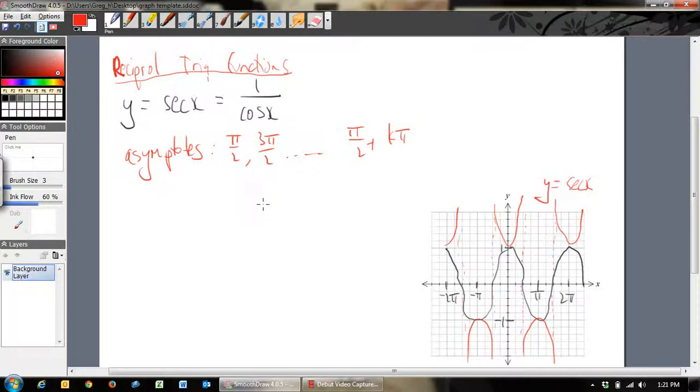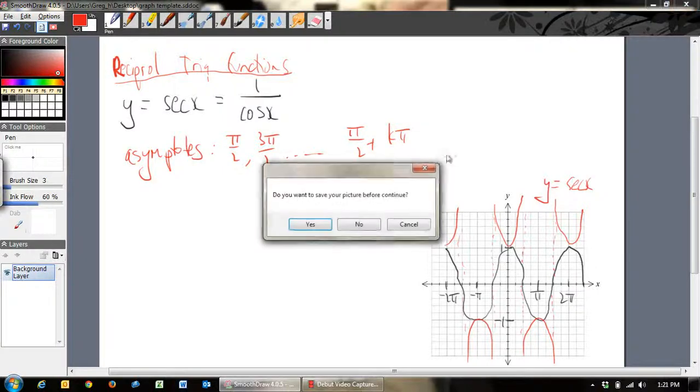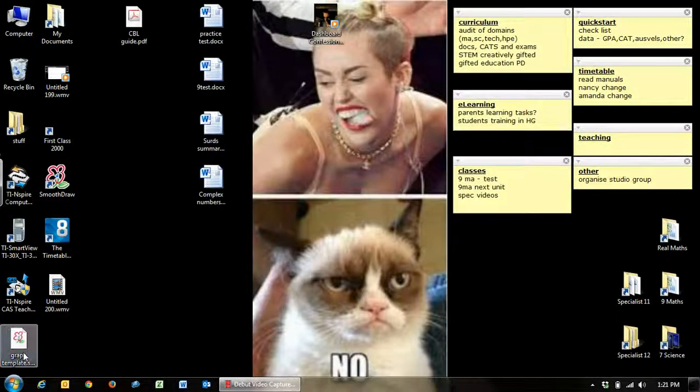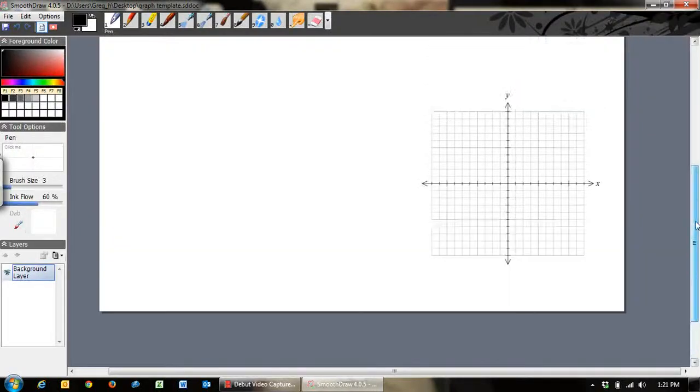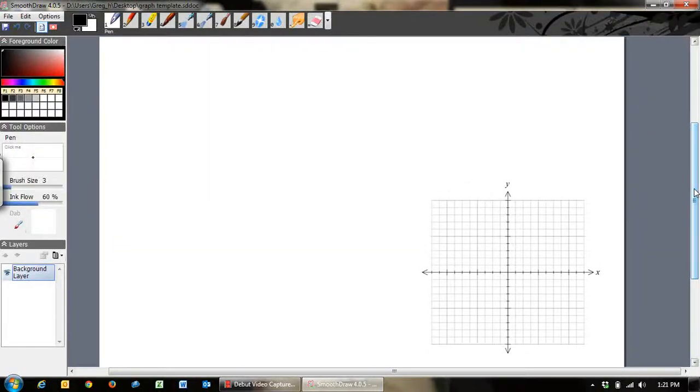Okay, so now let's have a look at y equals cosec x. I'm just going to close this and then open it up again, so I've got a nice new one. There we go. Okay, so let's have a look at cosec x.